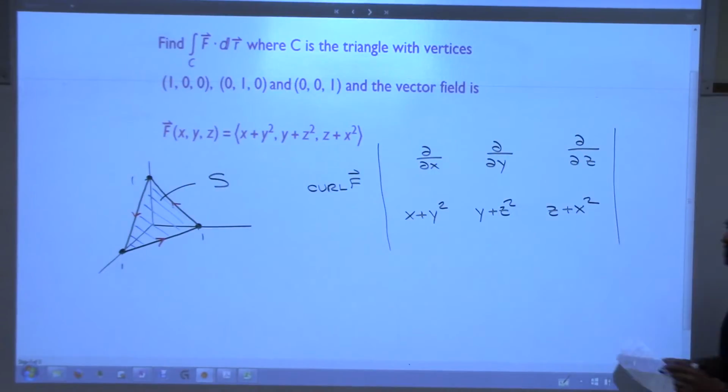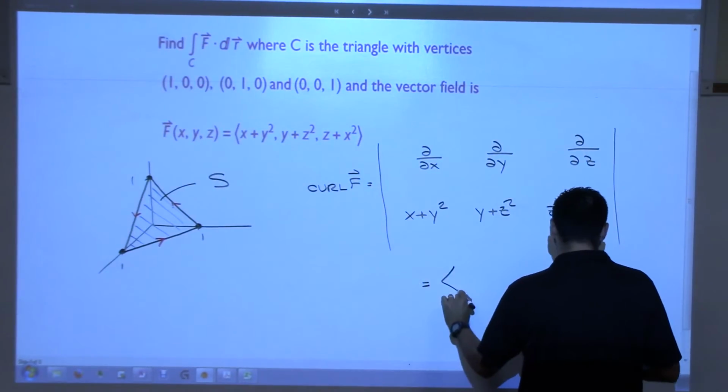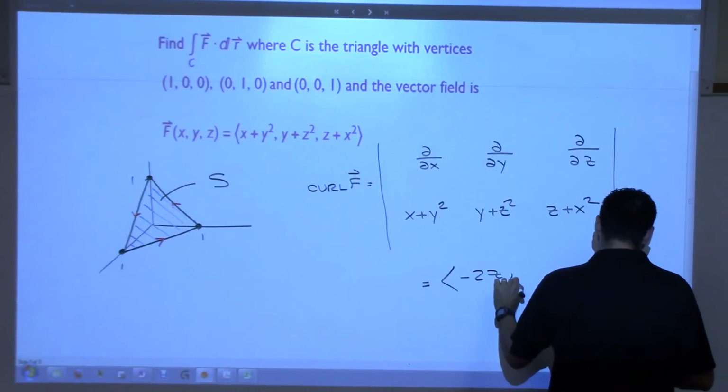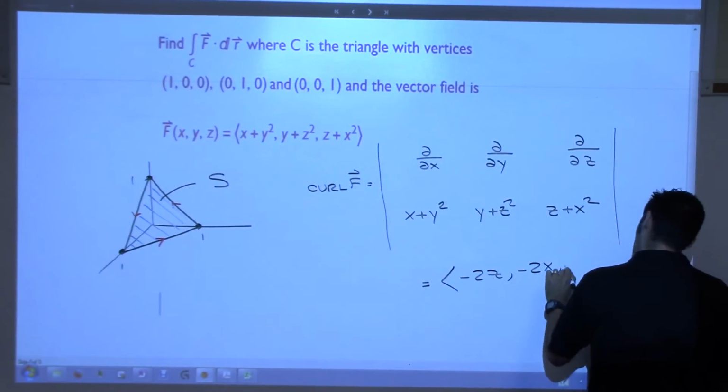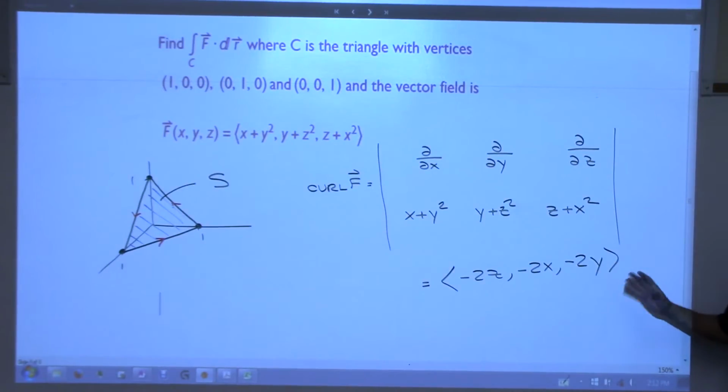I'm going to let you do this on your own. I'm not going to do it up here. You should get negative 2z, negative 2x, negative 2y. So there's our curl. It's not so bad when you work through it. All right. Good.